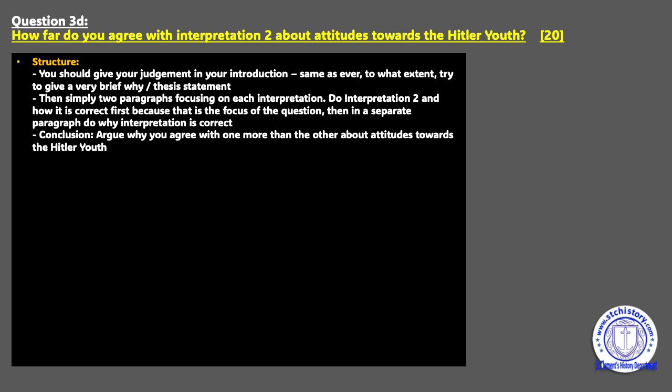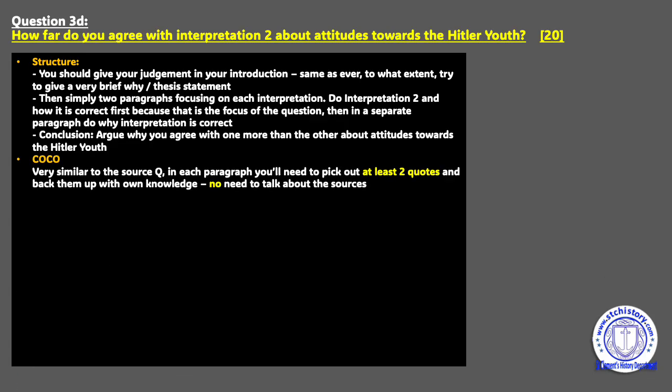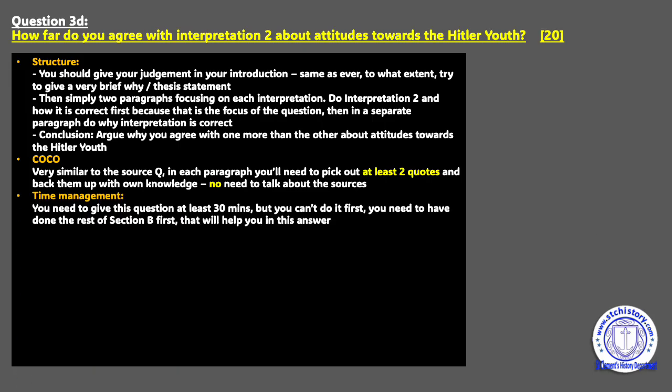But the 2 paragraphs of the essay, the main bit of the essay, it's literally in front of you. So use the quotes from the interpretation and just add a little bit of knowledge to it. It's very similar to the source question in the sense of quote, knowledge, quote, knowledge. At least 2 quotes. You'll see in my model answer we're going to put maybe 3 in each. But you do not need any provenance for this, and there's no need to mention the sources. So just quote and then back it up with some knowledge.